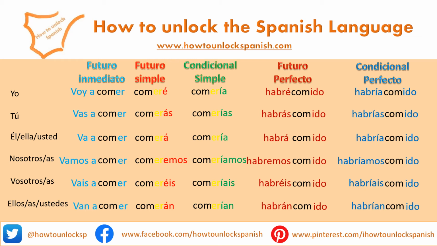The condicional perfecto is going to be conjugated very similarly to the futuro perfecto. We just conjugate haber in the conditional, which is habría, habrías, habría, habríamos, habríais, habrían, and then we add comido, like the ed at the end of the stem, so ido for -er and -ir verbs. So that would be yo habría comido, tú habrías comido, él habría comido, nosotros habríamos comido, vosotros habríais comido y ellos habrían comido. I would have eaten.